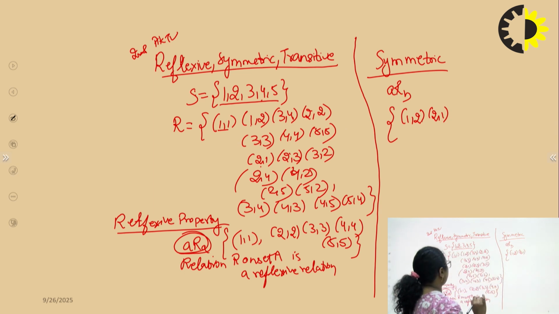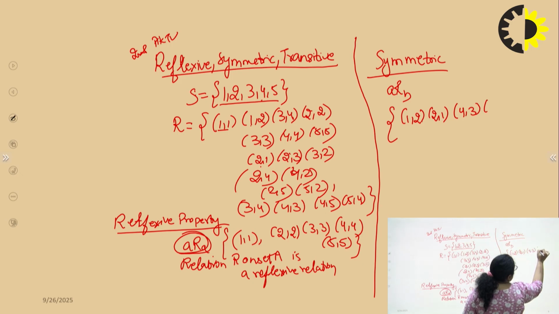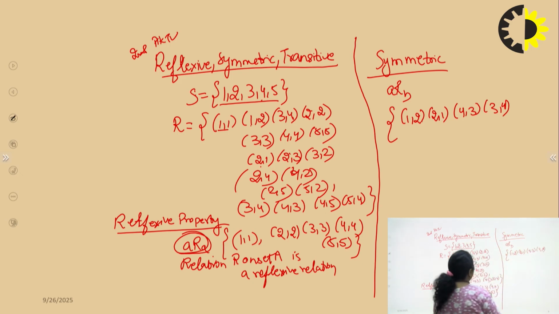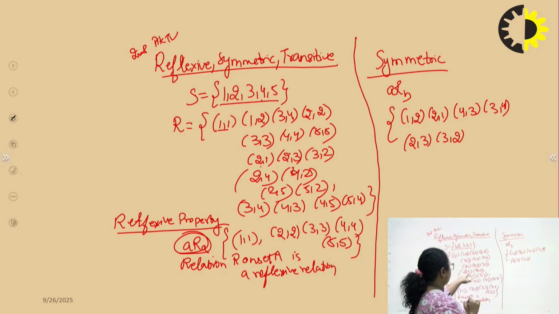Now if we have (3,4), then we take its reverse, (4,3). Is (4,3) present in the relation? Yes, it is present. Now we take (2,3). If (2,3) is present, then (3,2) must be present. Yes, (3,2) is also present. Next we check (2,4). If (2,4) is present, then (4,2) must be present.